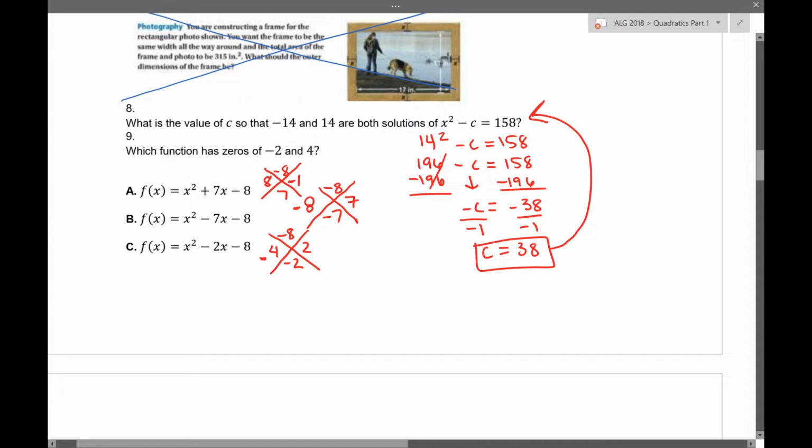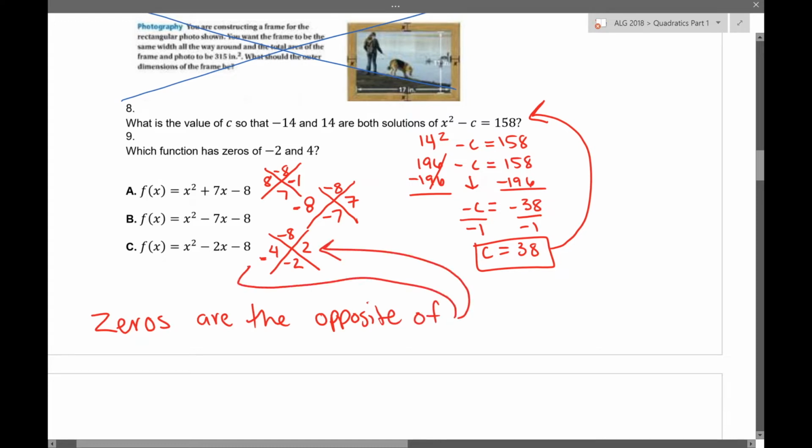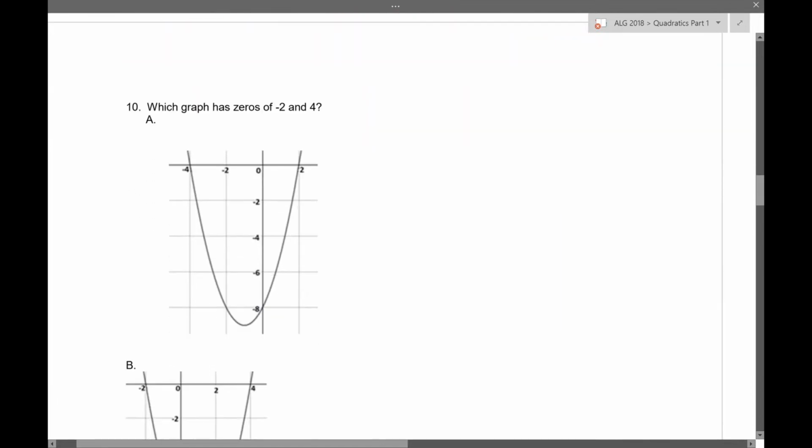Now, go ahead and write this down. Zeros are the opposite of my solutions of these two. So negative 4 is really positive 4. Positive 2 is really negative 2. So my zeros are these two numbers, and that is what I needed to get. Negative 2 and positive 4. That is my C. Okay? Let's move on to number 10.